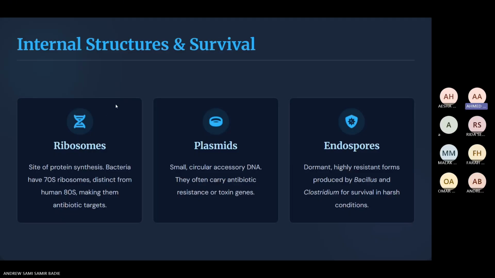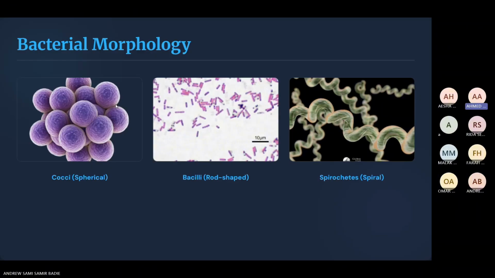So let's understand the different shapes of the bacteria. We have the cocci, the bacilli, and the spirochetes. The cocci are spherical in shape, so they can form like grapes, or they can be in chains or like doubles. Bacilli are rod shaped, so we can think of different bacteria like E. coli and Salmonella, which are bacillus in shape. And we have the spirochetes, which are spiral shaped. So think of a corkscrew.